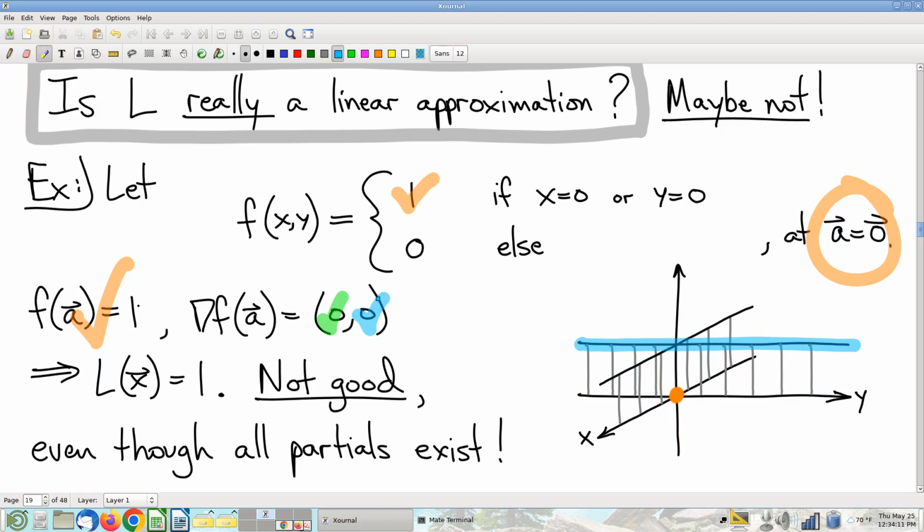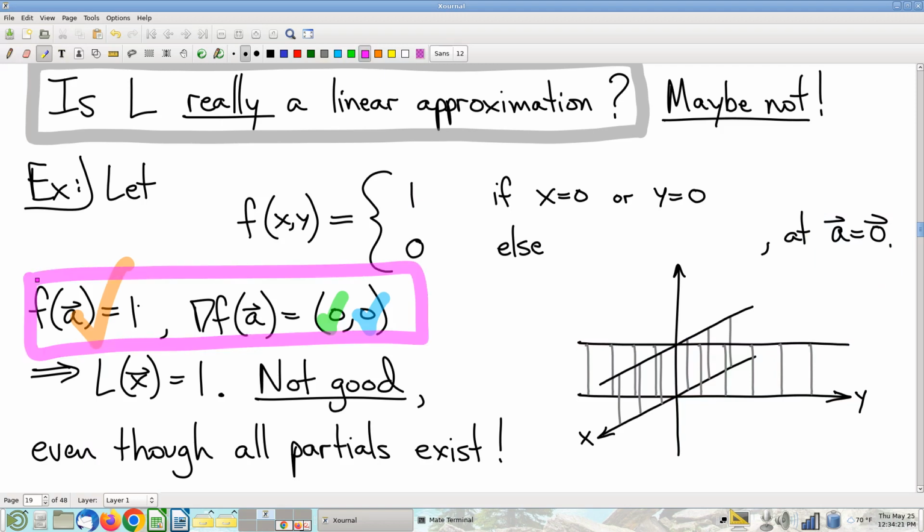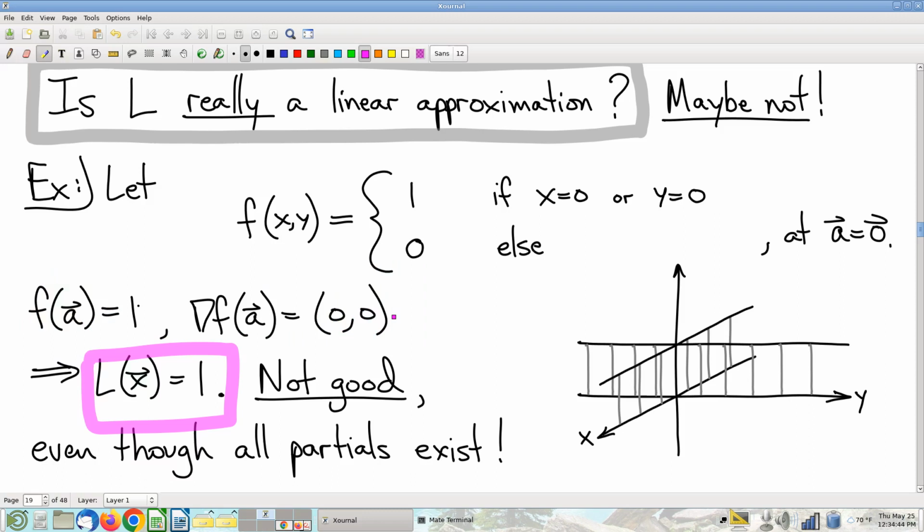And so based on what we have here, looking at the origin, here's the value of the function and the values of the partials. Based on that, we write down this function L, our would-be candidate linear approximation. And based on the formula we wrote down last time anyway, this is what we would get. Now I have to ask, did this work? Is this really a good linear approximation to this function?